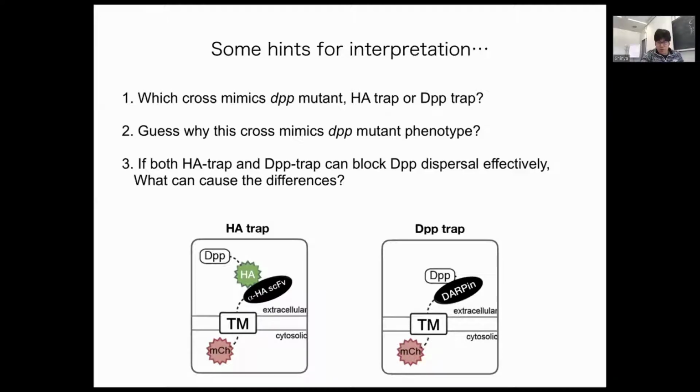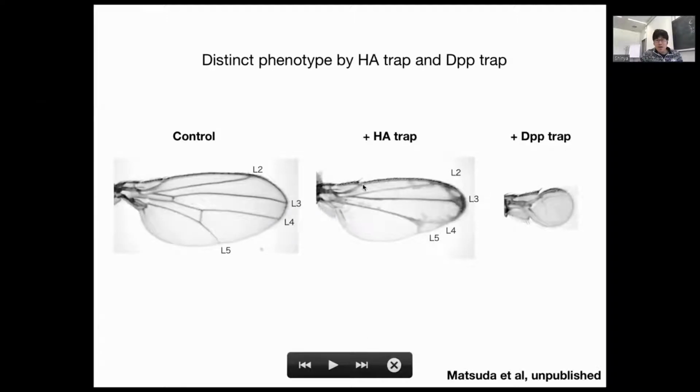But anyway, we go to the images that you observed. I hope you see these three different phenotypes. Of course, the control is the wild type, the HA-DPP homozygous wing, a very nicely patterned wing. So the HA tag doesn't affect the function. And when you express HA trap in the entire wing area, you see some defects.